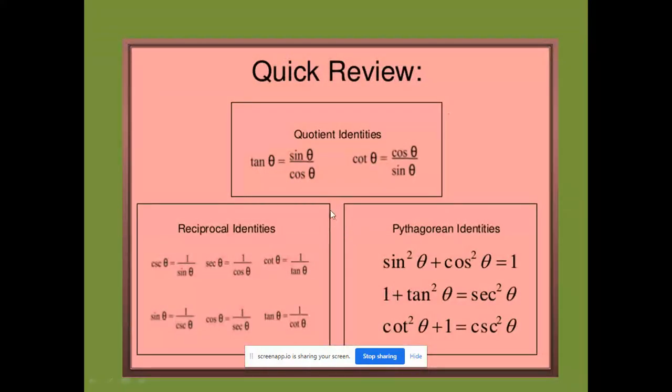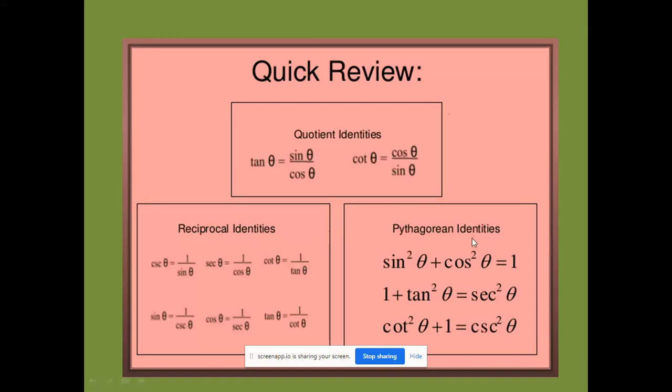So we'll do a quick revision. Quotient identities are what? Tan theta is equal to sin theta by cos theta and cot theta is equal to cos theta by sin theta. These we call quotient identities. What are reciprocal identities? Cosecant theta is equal to 1 by sin theta. Secant theta is equal to 1 by cos theta. Cot theta is equal to 1 by tan theta. Or otherwise, sin theta is equal to 1 by cosecant theta. Cos theta is equal to 1 by secant theta. Tan theta is equal to 1 by cot theta. These are the quotient identities and reciprocal identities.